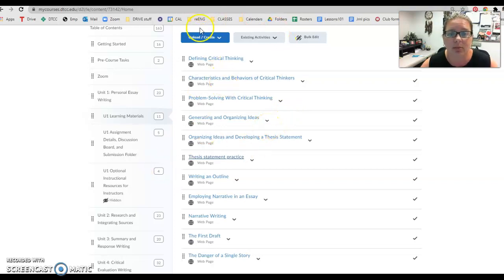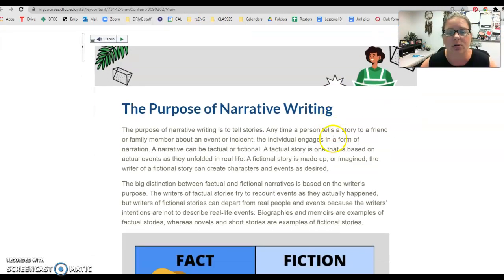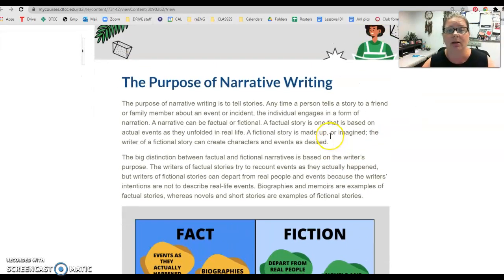So just very, very briefly, the narrative writing page talks a little bit about writing a narrative essay. Essentially, it's telling a story. There's going to be an introduction, a body, and a conclusion, and you will have characters and a plot and some kind of conflict that you have to resolve.